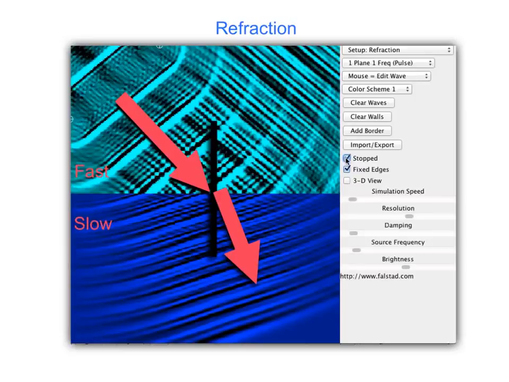We can characterize this bending by referring to this normal line. So what we would say is that when waves travel from fast to slow, they bend towards the normal. When the wave goes from fast to slow, it bends down towards the normal.